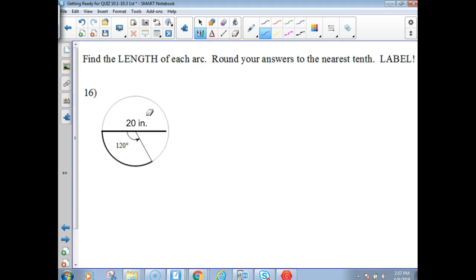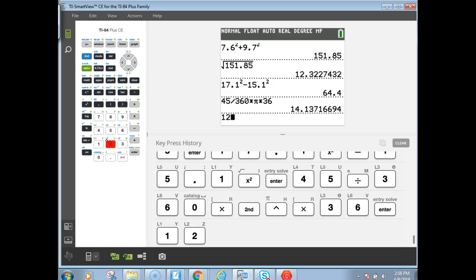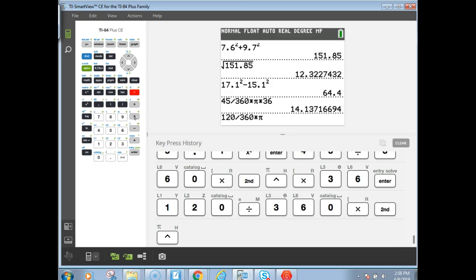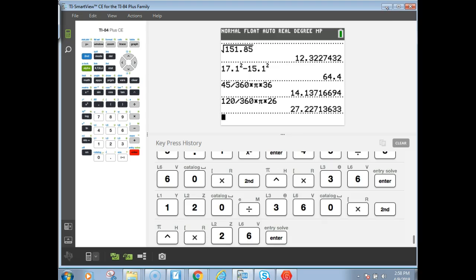Now, my 16 is different. You've got 13 right here, I believe. Correct? All right, so 120 out of 360 times pi times, is your 13 a radius? So what's the diameter? That'd be 26 then. All right, so you want to put 26 in your formula, not 13. So 120 divided by 360 times pi times 26. Got 27.2.